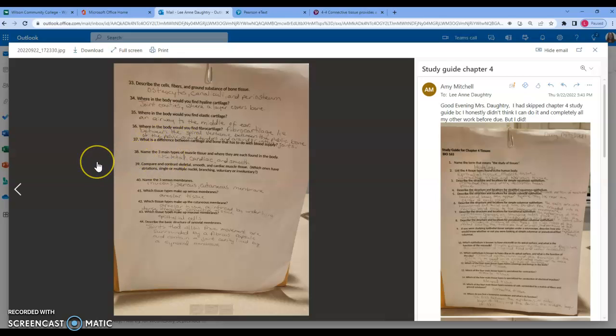The 3 main types of muscle tissue you've got correct. Compare and contrast skeletal, smooth, and cardiac muscle tissue. So which ones have striations would be skeletal and cardiac. Single nuclei would be smooth and cardiac. Multiple nuclei would be skeletal. Branching is cardiac. Voluntary is skeletal, and involuntary is smooth and cardiac.